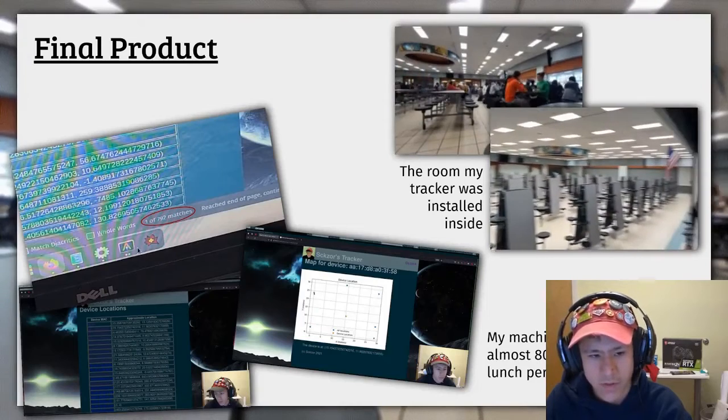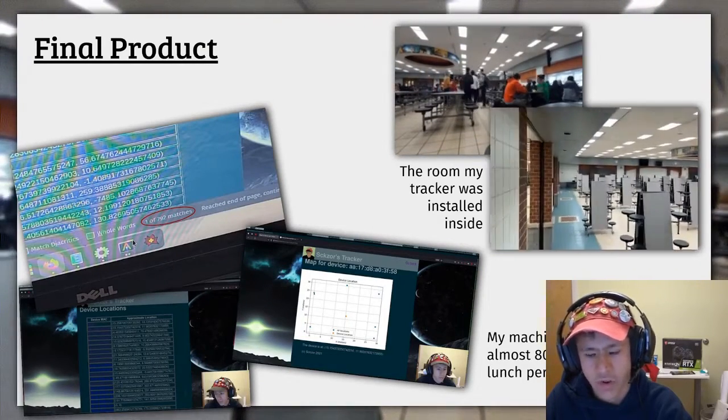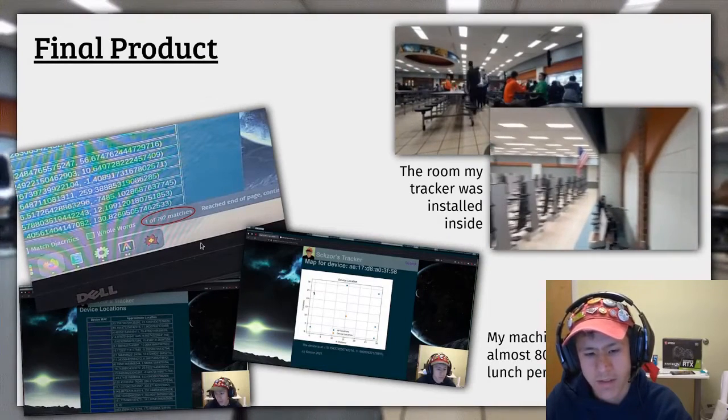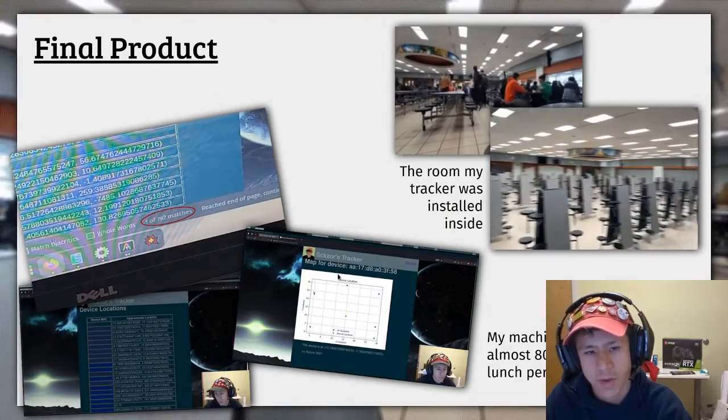Finally, in the topmost photo, you can see that my machine found almost 800 devices during one lunch period. That's about on par with what I would expect, considering that there are about 2,000 people that go to my school and there are 3 lunch periods.